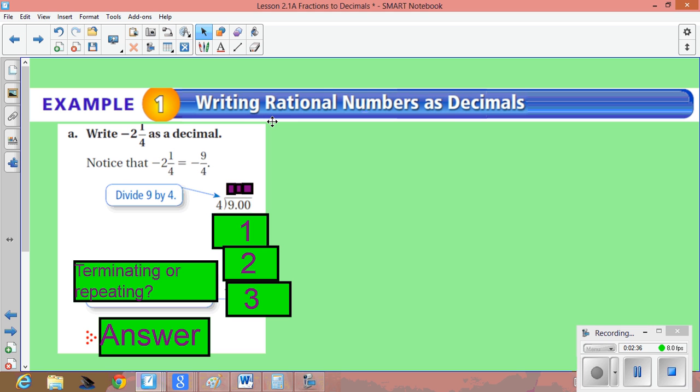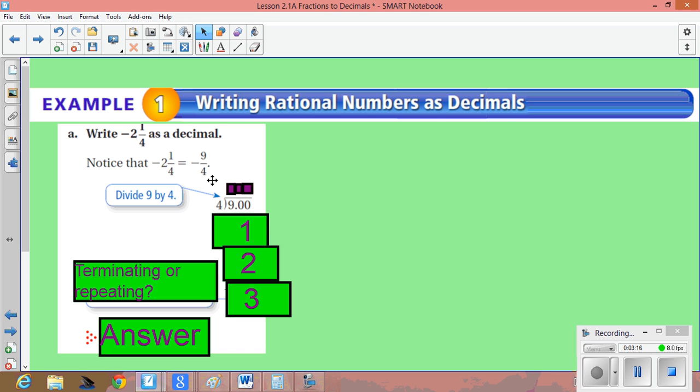Okay, here in example number 1, we're going to take negative 2 1/4 and rewrite it as a decimal. So the first thing we do is take negative 2 1/4, and one way we can do this is make the mixed number an improper fraction. So we're going to take 4 times 2, which gives us 8, add 1 gives us 9. So our improper fraction would be negative 9 over 4. So what we're doing now is taking 9 inside and dividing it by 4.